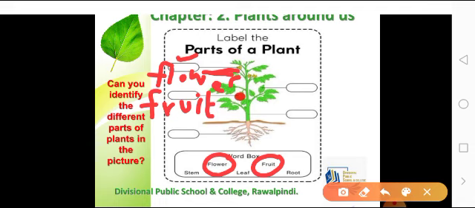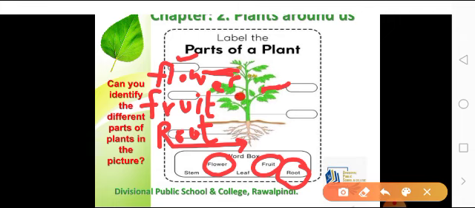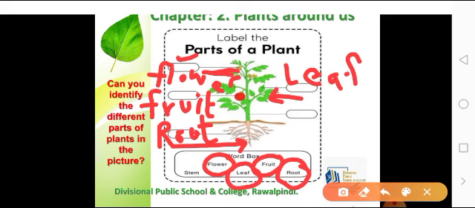Now tell me what you can see in this picture here. What is this? These are the roots. Roots always lie under the ground, and I will circle the roots from here and write root in this box. The next is this. Tell me what is this? The green colored leaf. So these are the leaves. Here in the word bank you can see leaf, and you will write leaf here. I cannot write properly but you can.